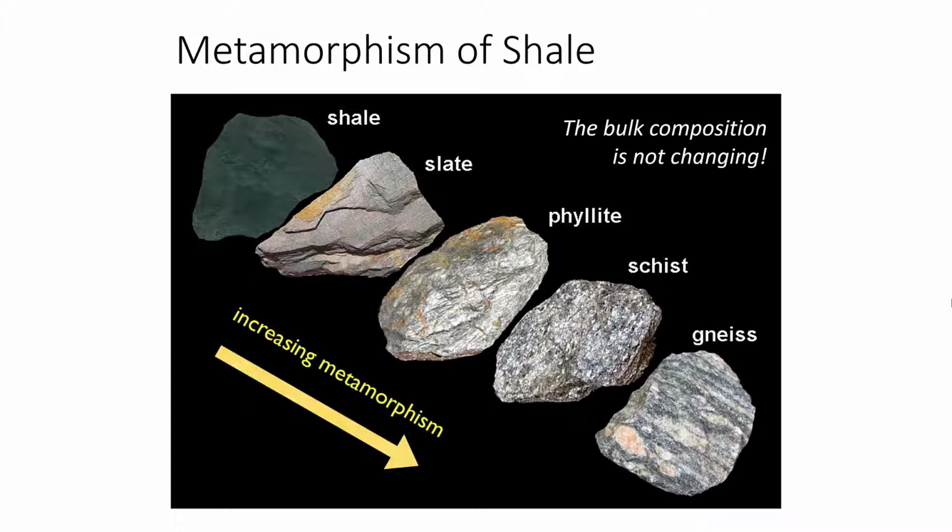Next up, metamorphism of shale. With increasing metamorphism, i.e. increasing pressure and temperature, we go from a shale to a slate, then phyllite, schist, and up to gneiss. It's important to remember throughout this metamorphism process, the bulk composition of the rock is not changing. It's just being rearranged for different minerals to grow.